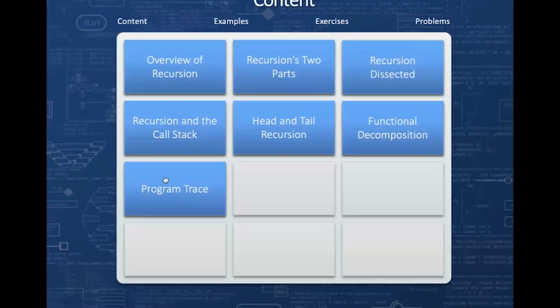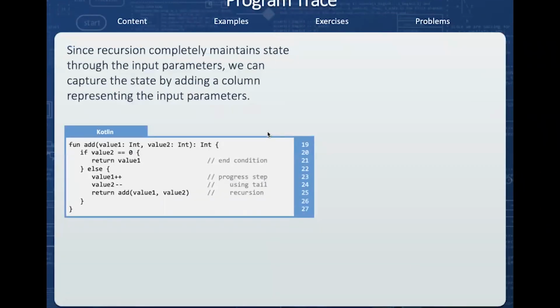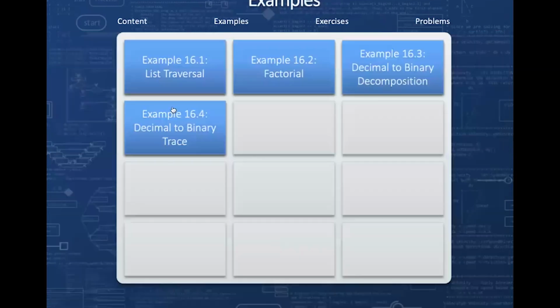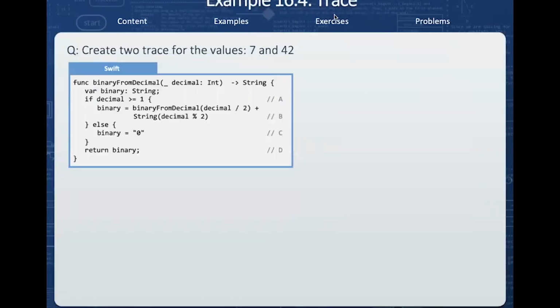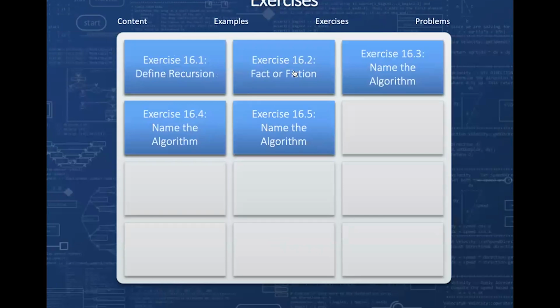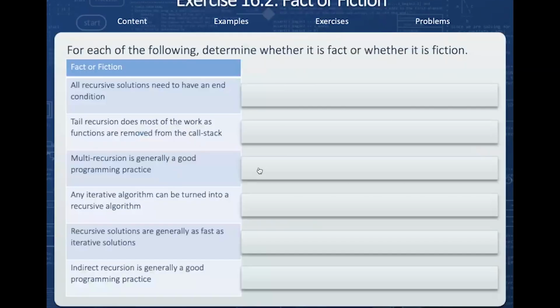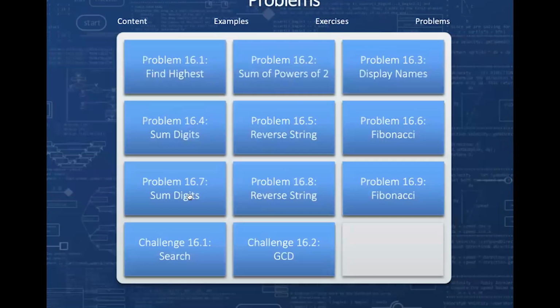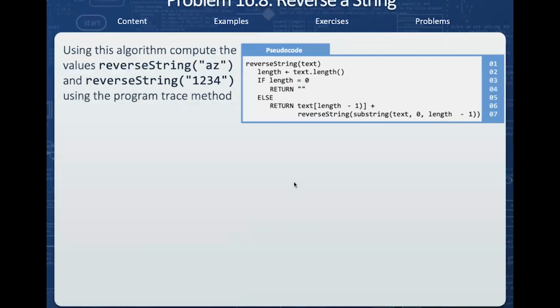I want to go back to content and maybe a program trace associated with recursion with some animation as I go through. Now from here, I can jump straight to examples and example 16.4, or I can go straight to exercises and 16.2, fact or fiction: is this fiction, this is fiction, and this is fact. Or maybe I'll go to problems, 16.8. Notice how it's always 2 clicks to get from any one slide to the other. And this facilitates the instructor being able to dynamically change the order of the presentation so the instructor can be more responsive to the students' questions or their particular needs.